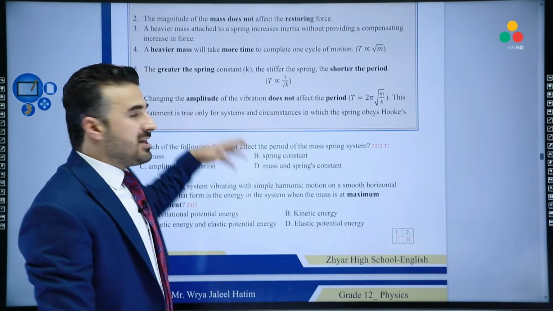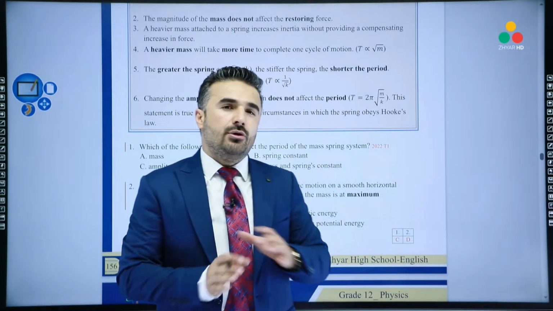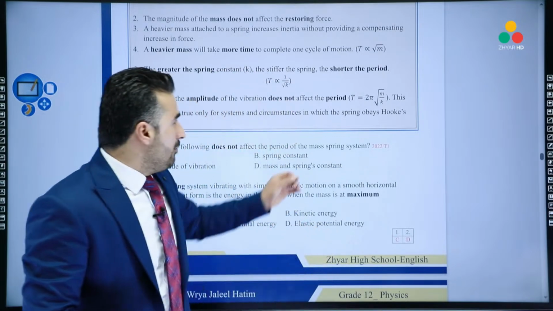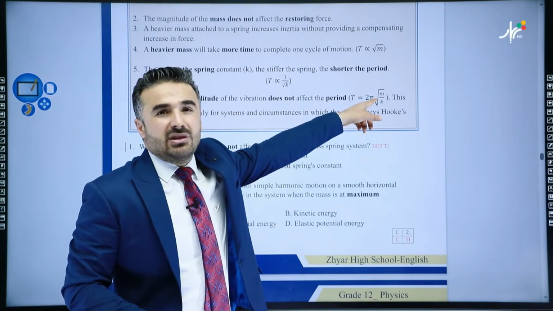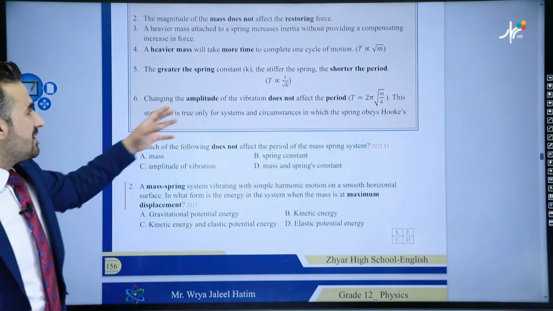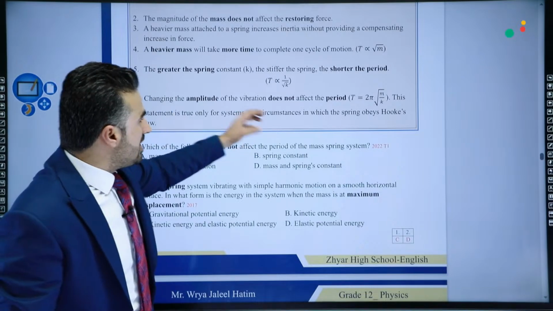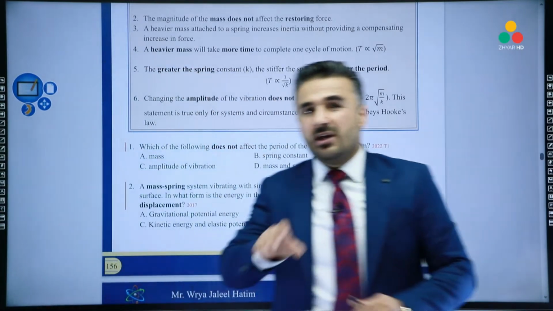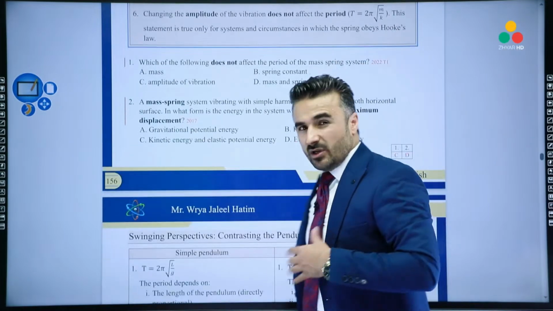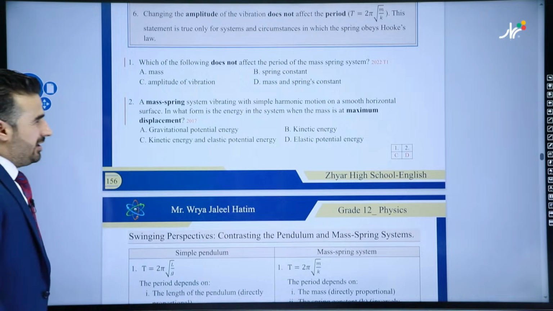Remember, changing the amplitude, like increasing or decreasing x, the displacement, will not affect the period. The reason is that there is no x in the equation, but it will affect the restoring force. So we've learned this. This statement is only true for systems and circumstances in which the spring obeys Hooke's law. As long as the spring obeys Hooke's law, you're good, you can use the equations, but if not, then it doesn't work.